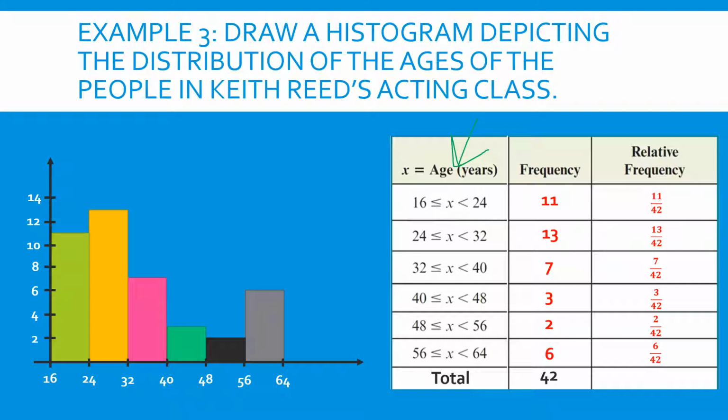All right, so now I just need to go in and add my labels. I'm labeling my horizontal axis as age in years, my vertical axis is frequency, and then I'm going to give this a title, and I'm just calling it Ages of Acting Students. You can call it whatever you want, as long as it is a good description of your data set.